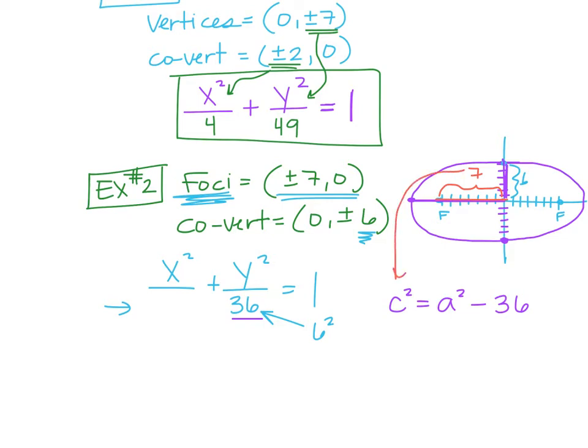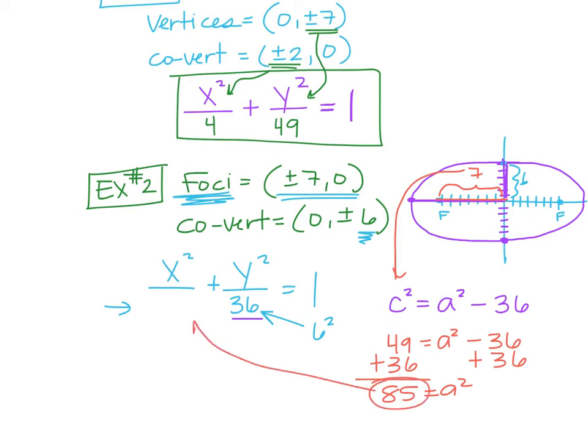So really it's 7 squared, or 49, equals a squared minus 36. So we just need to add 36. And we get 85. And it's really tempting right here to now square root because we're so used to solving for a, but we don't need a. We need a squared. So we're just going to take that 85 and put it in right here. So this would be our equation: x squared over 85 plus y squared over 36 equals 1.